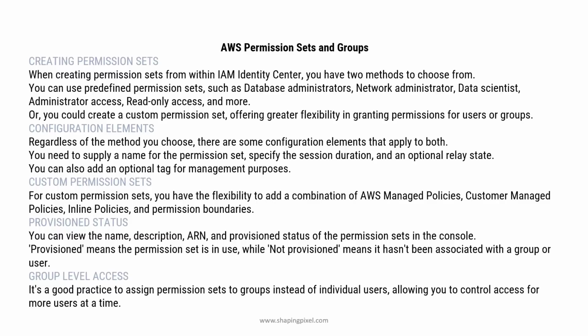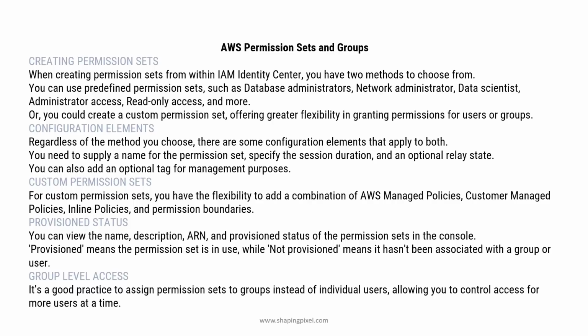Welcome to our discussion on controlling access with AWS permission sets and groups. When creating permission sets from within IAM Identity Center, you have two methods to choose from. You can use predefined permission sets, such as database administrators, network administrators, data scientists, administrator access, read-only access, and more. Or you could create a custom permission set, offering greater flexibility in granting permissions for users or groups.